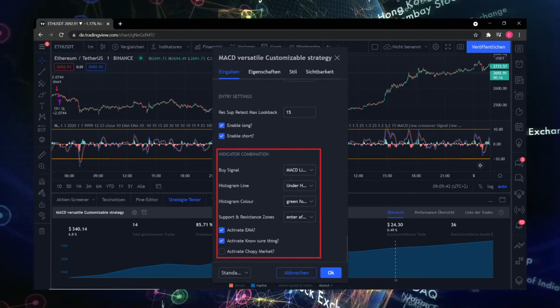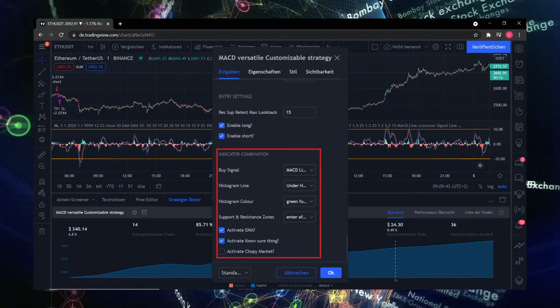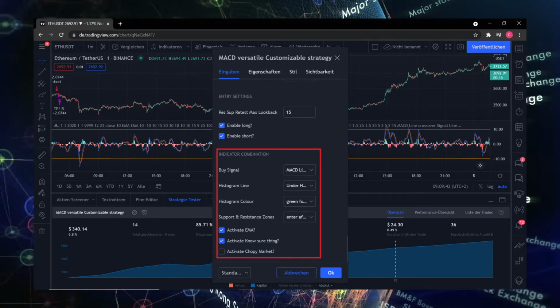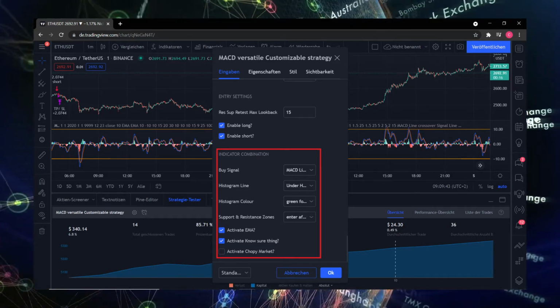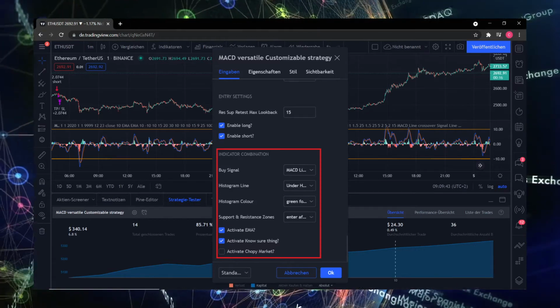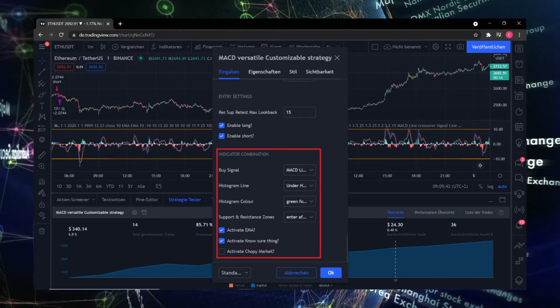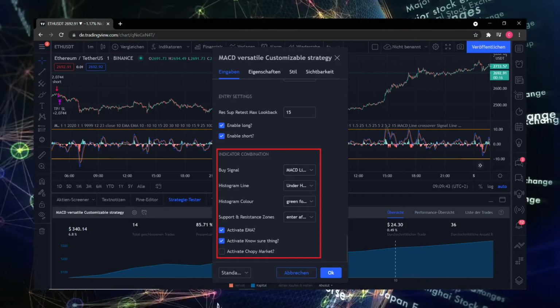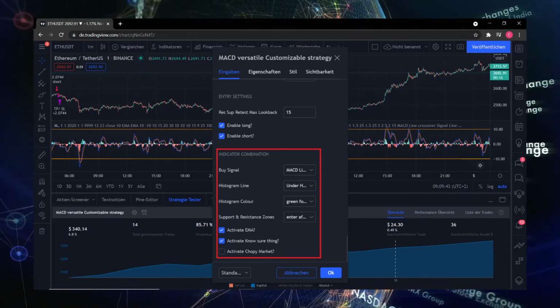Under support and resistance zones, you can set whether a retest of the zone should take place first, or whether the trade should be entered immediately upon reaching the zone. Below you can decide whether the EMA, the KSD, or the Chopy Market indicator should be included in the strategy.